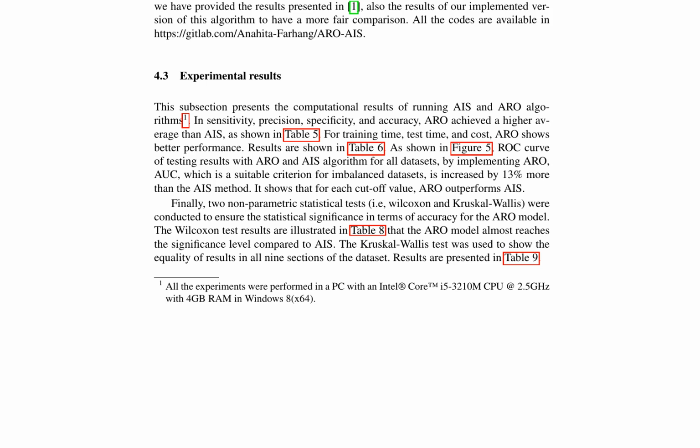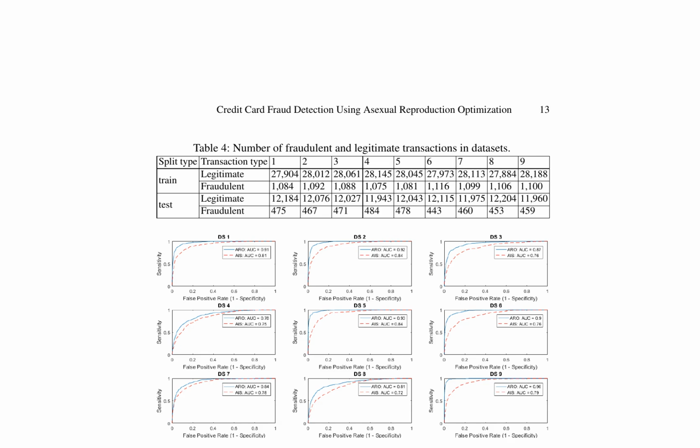This research paper presents a comparative analysis of two bio-inspired algorithms, Asexual Reproduction Optimization, ARO, and Artificial Immune System, ICE, for detecting credit card fraud. The study utilized a dataset from a Brazilian bank, which contains both fraudulent and legitimate transactions. The evaluation metrics include sensitivity, precision, specificity, accuracy, and area under the receiver operating characteristic curve, AUC.